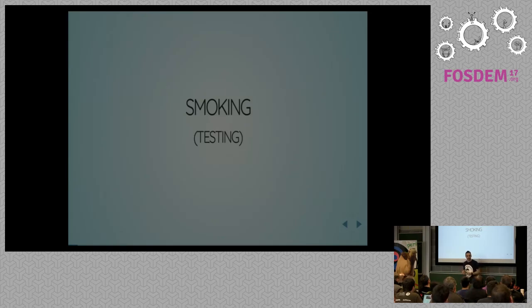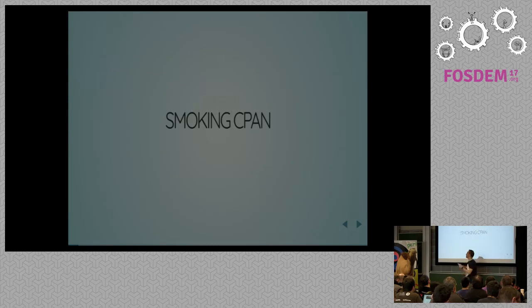And one of the things that we smoke is CPAN. And that's what you see here. And smoking CPAN means not just running our own tests, but instead taking all of CPAN, which is huge. It's massive. And we run all of CPAN, all of its tests of every distribution that we can against Perl, just to see what's going to happen. Like, maybe we broke something. Maybe we broke a module.